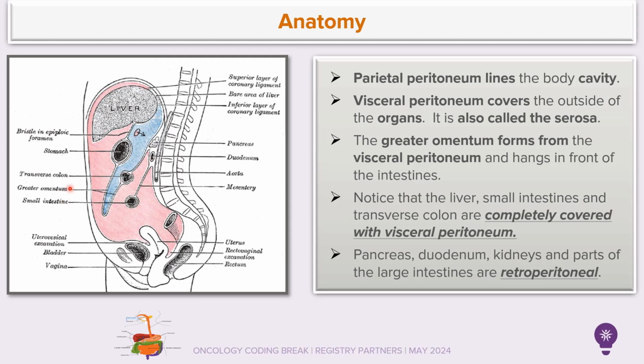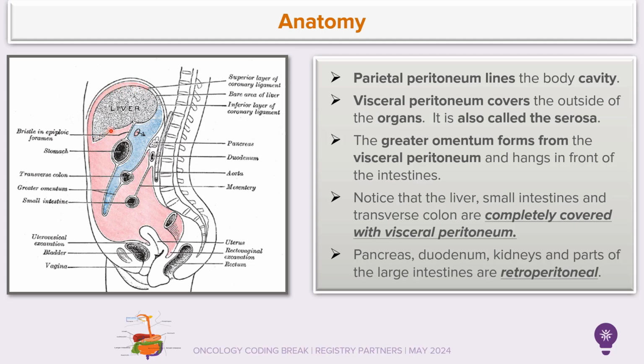And so we're going to have the parietal peritoneum. The parietal peritoneum is what lines the body wall, and it's going to be all here. This is all the peritoneum. And then we're also going to have the visceral peritoneum. Now, actually, those are the same membrane. The parietal peritoneum is going to turn around and now become the visceral peritoneum.